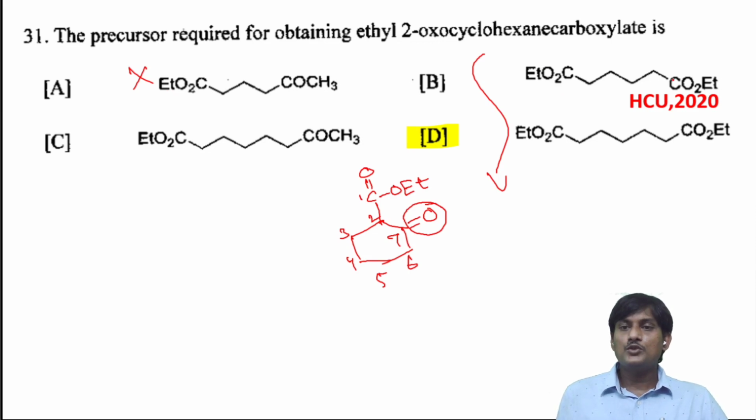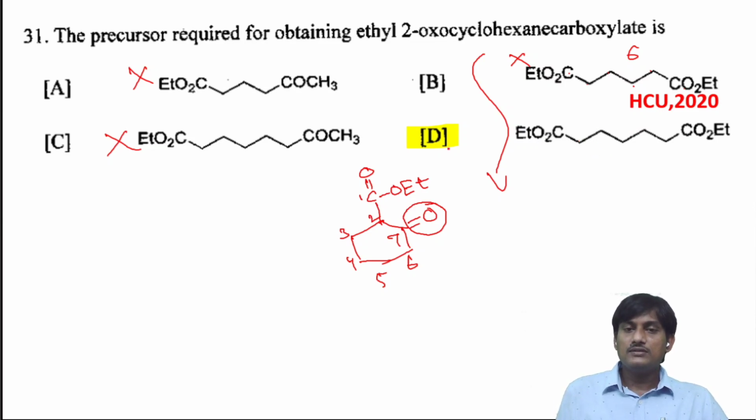This one has two ester groups, but the number of carbons is 1, 2, 3, 4, 5, 6 only. So this one is not correct. Here we have to get 7 carbons, and this one has only one ester group. This one cannot perform Claisen condensation, and here this one has two ester groups, and when there is a condensation between these two ester groups, you will get beta keto ester.